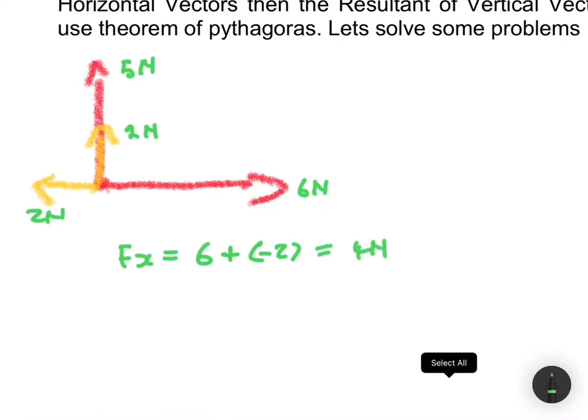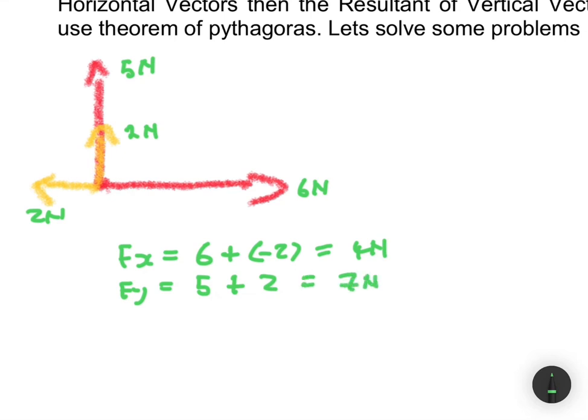Now let's find the resultant vertically, right? So we're going to have Fy being equal to 5. It's positive because it's pointing up, and then the 2 Newton is positive because it's also pointing up. So the resultant along the y is 7 Newton.